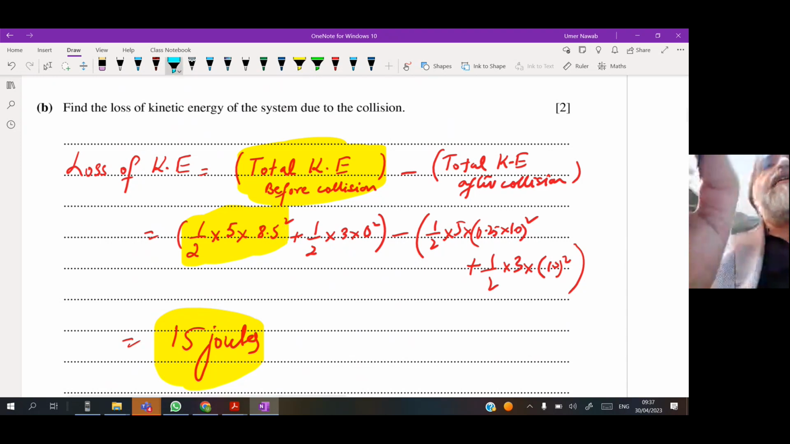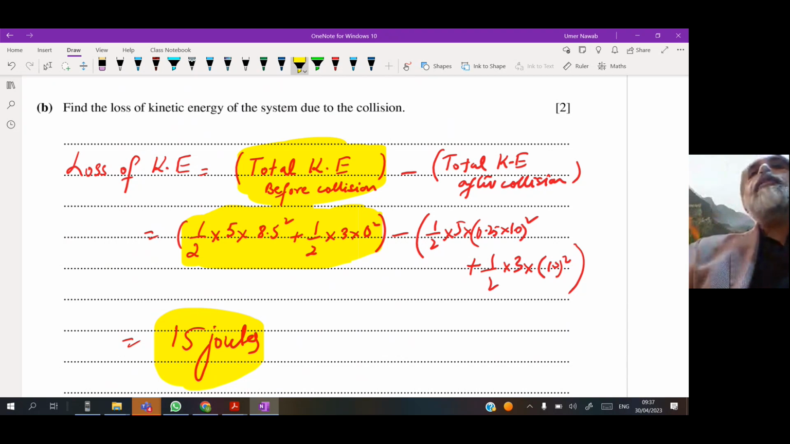However, the particle B was in the state of rest, so half times mass times 0 squared. No need to include it. But this is the total kinetic energy before the collision. After the collision, definitely some of the energy will be lost into the air in the form of heat or sound energy. So definitely my final kinetic energy will be smaller.